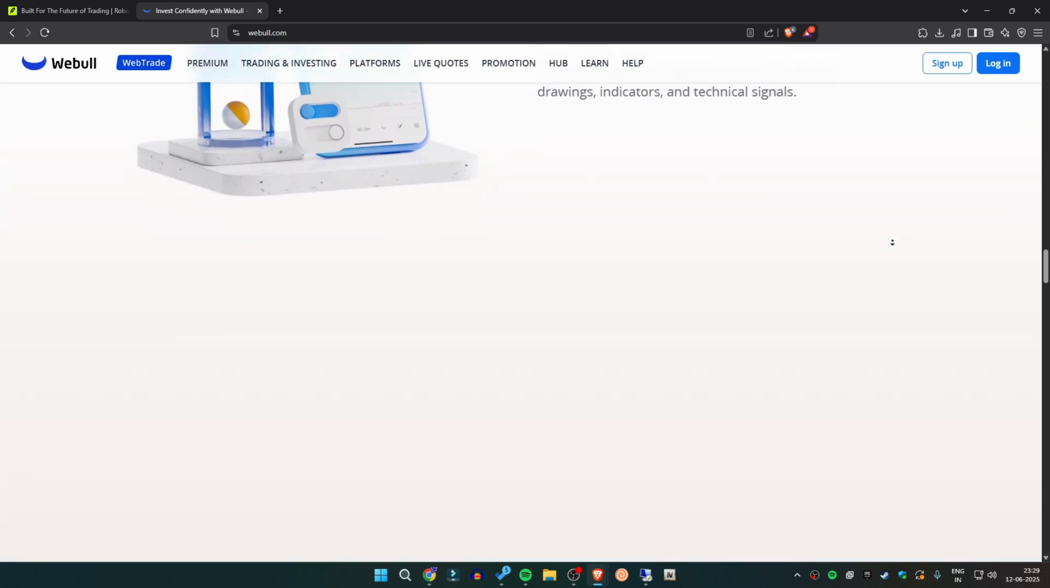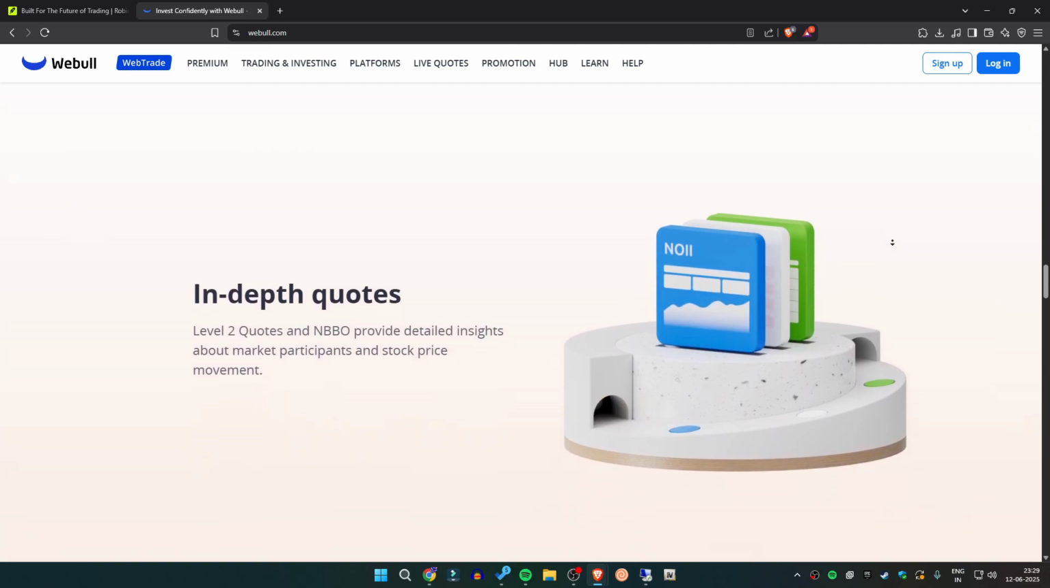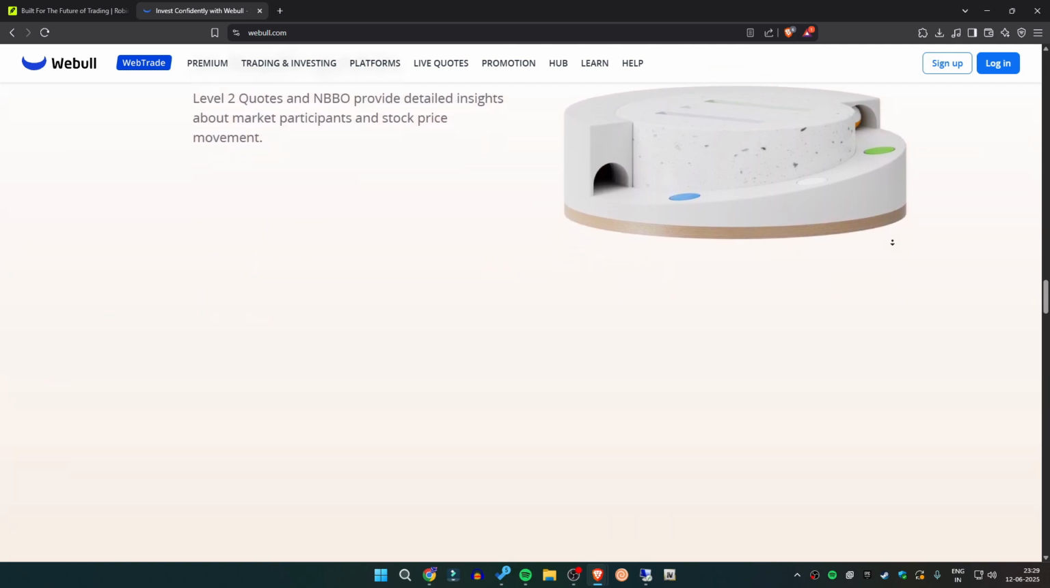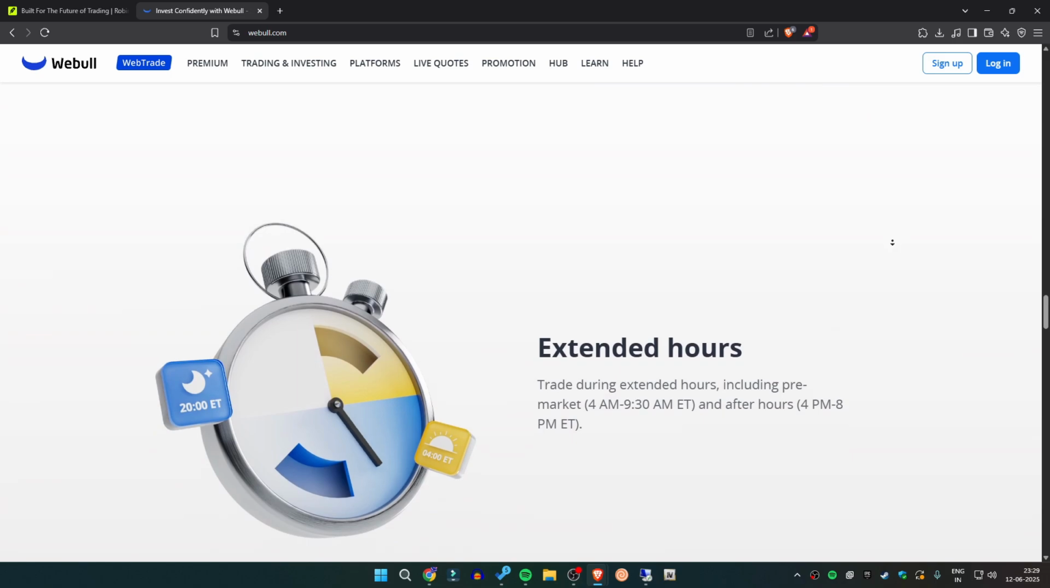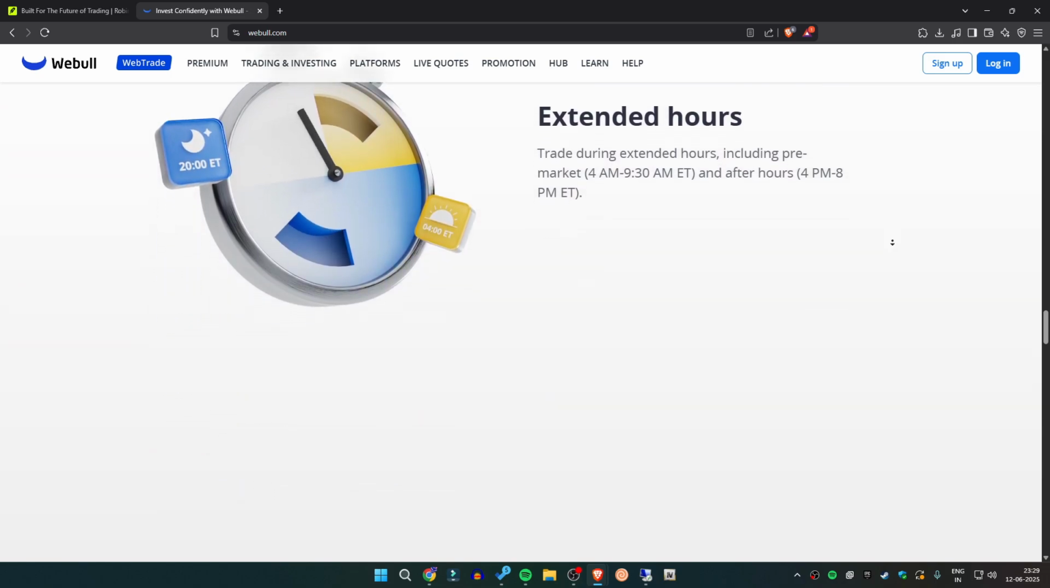Also, one more thing, both platforms have paper trading, but Webull's paper trading is more advanced. So if you're trying to practice before going live, Webull gives you that edge.